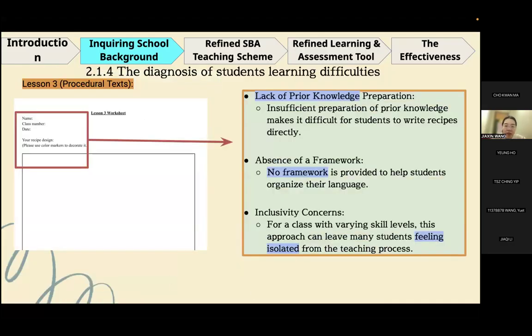For lesson 3, you can see in this worksheet, students don't have sufficient preparation of prior knowledge, which makes it very difficult for students to write a recipe directly. And also, we can see there's no framework and no scaffolding, which may make some students feel very isolated from the teaching process. Then I'll pass the time to Toby. Next page, please.